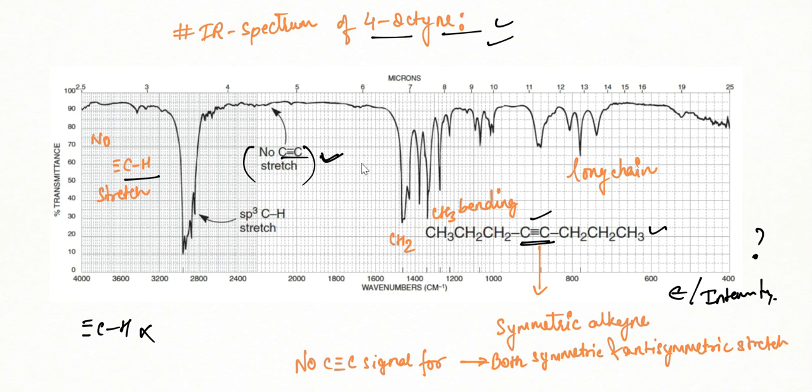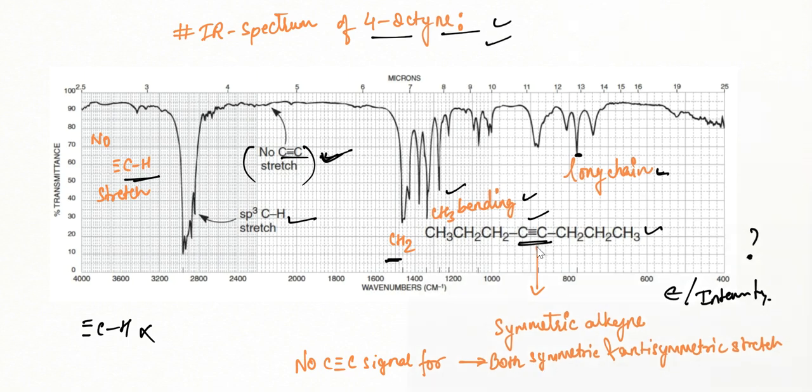Okay, so this is the IR spectrum. Definitely we are going to have this sp3 carbon-hydrogen stretching. We are also going to have the CH2 bending around 1475 cm⁻¹ and CH3 bending around 1350 cm⁻¹. We are also going to have the long chain peak, a bit weaker over here, but still we can have it. But the two ultimate points, the carbon-carbon stretching frequency and the carbon-hydrogen stretching frequency, we are not getting over here.